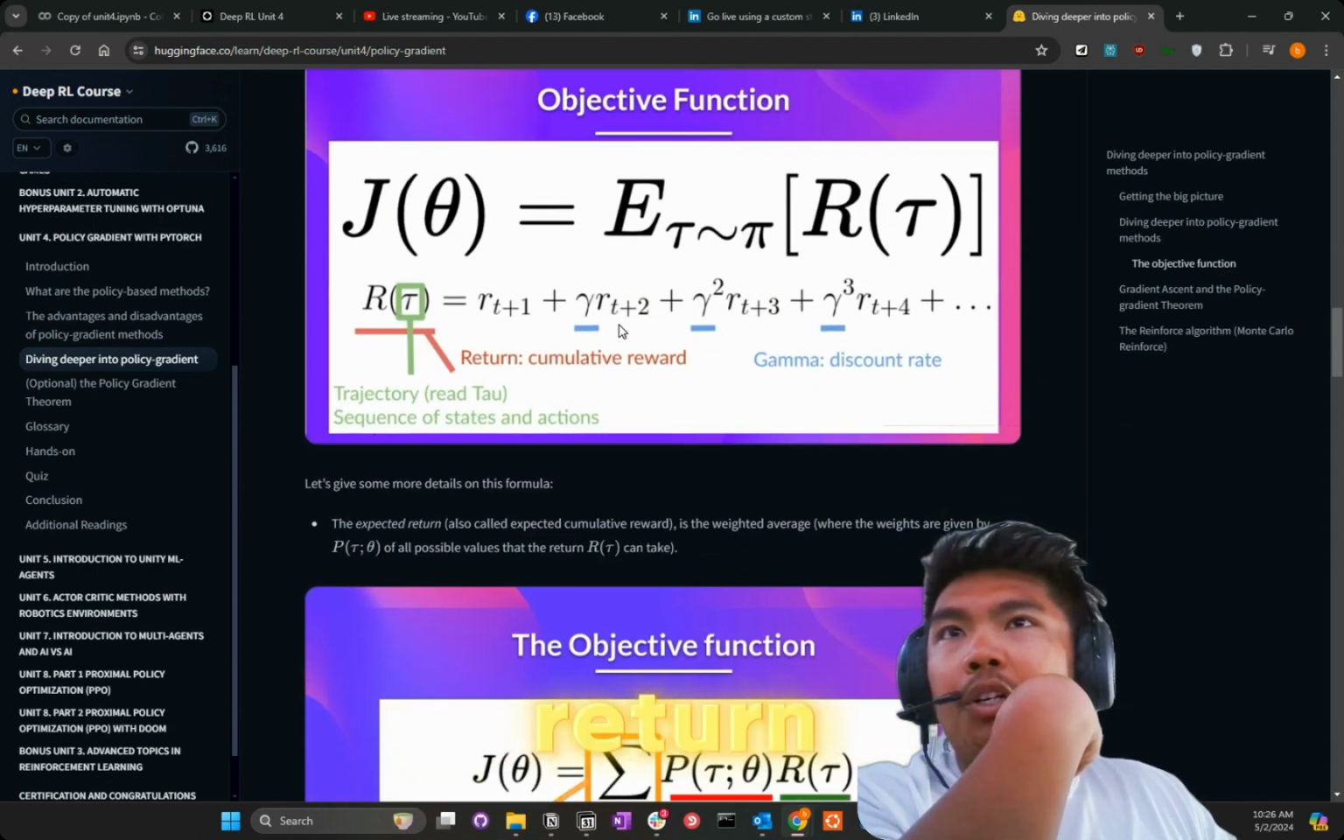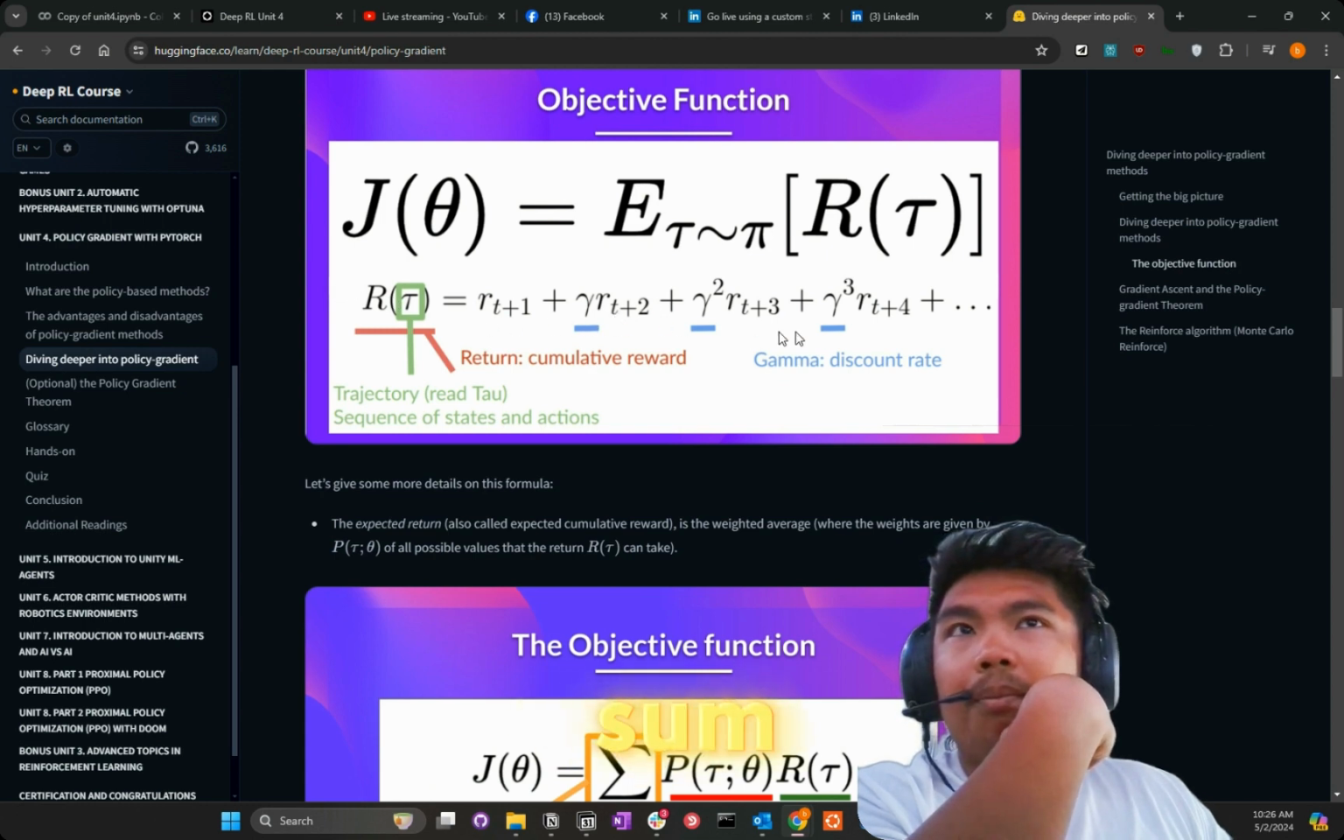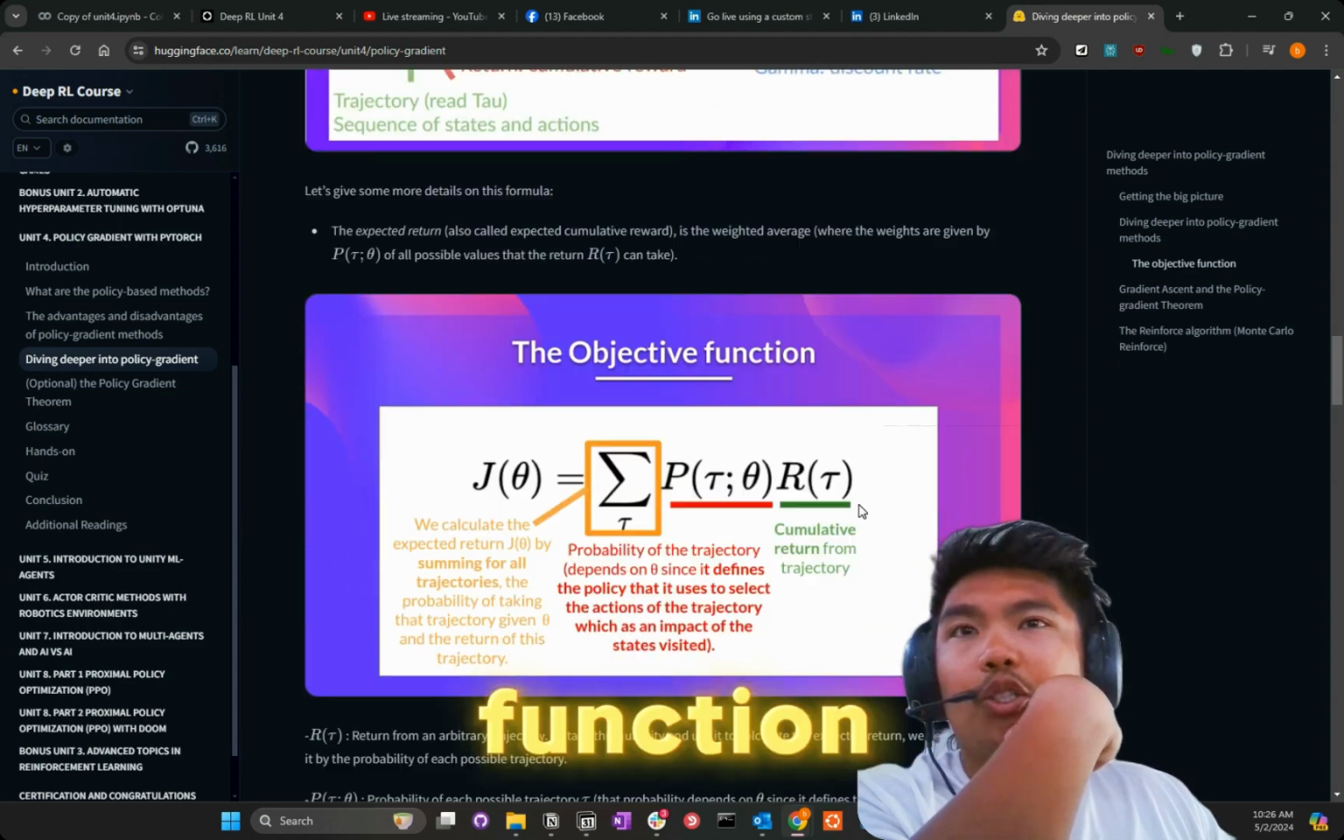So the cumulative return is equal to the sum of the rewards, and you can see that gamma is the discount rate. So that's what this objective function is.